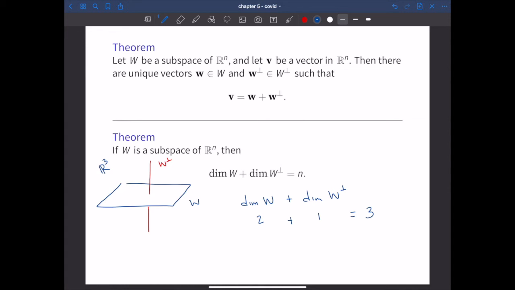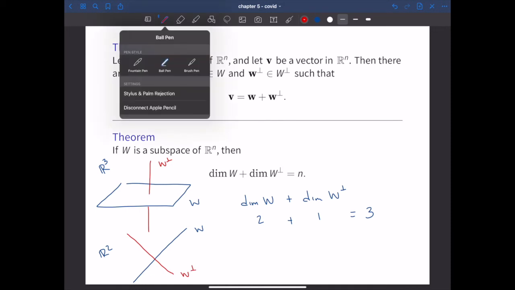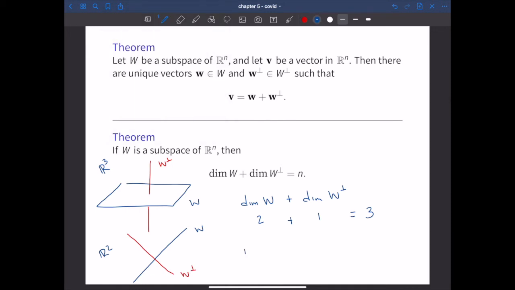On the other hand, if my picture was in R2, like the first one I drew, and my subspace was a line, w, then the orthogonal complement is another line, w perp, and that makes sense because the dimension of w plus the dimension of w perp is 1 plus 1, and when we add them up, we get 2, and that makes sense because we were in R2. So whatever the dimension of the space you're in, whenever you take a subspace w and its orthogonal complement w perp, the dimensions of those two subspaces have to add up to the total dimension.